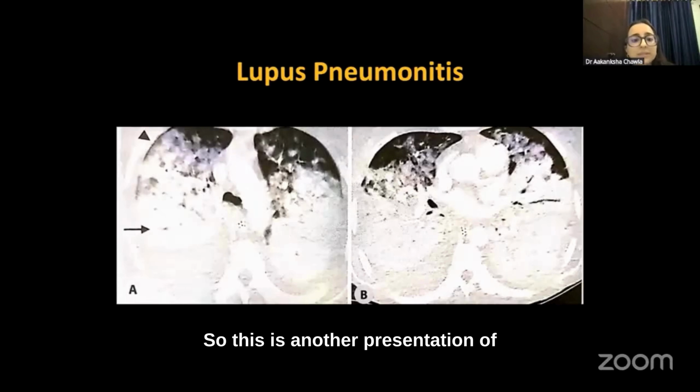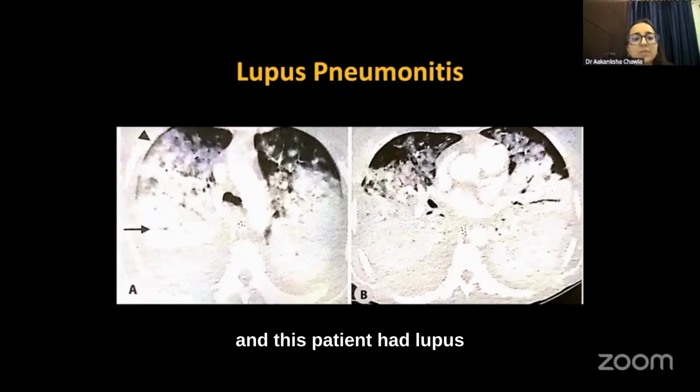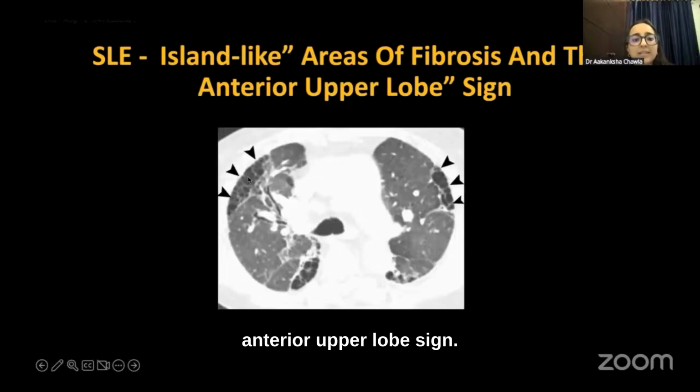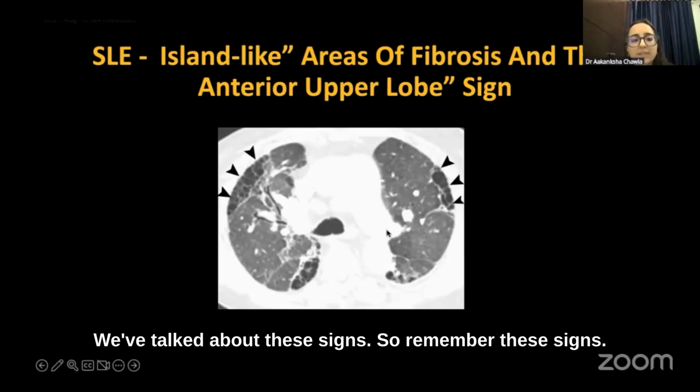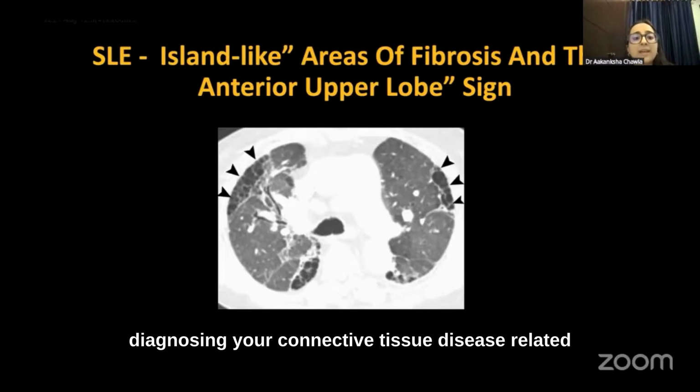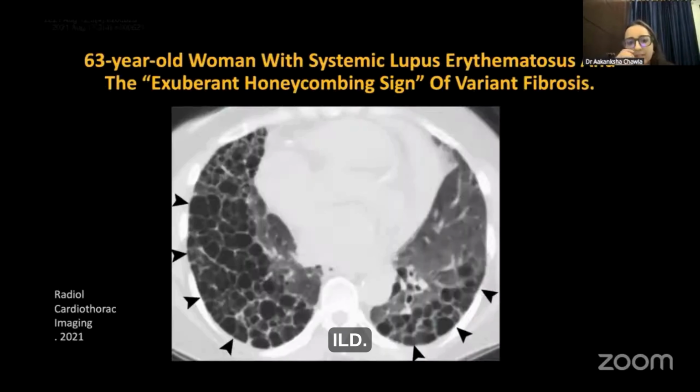So this is another presentation of a different patient with extensive diffuse consolidation. And this was again a diagnosis of exclusion. And this patient had lupus pneumonitis. Then again, island-like areas of fibrosis and anterior upper lobe sign. We've talked about these signs. So remember these signs. They're very important for diagnosing your connective tissue disease related ILD.